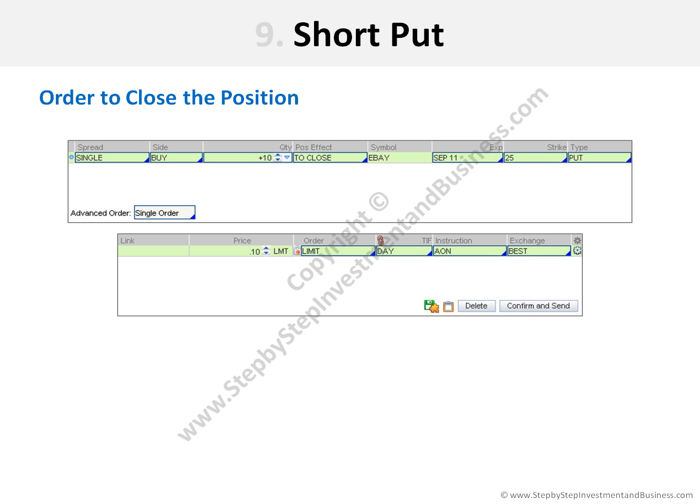On the other hand, here is an example of the order we must enter to close the position. It consists of buying the 10 eBay puts that we had sold. In the side column, we select the action Buy to indicate the purchase of options, and in the Position Effect column, we select the option to Close to indicate that we want to close an existing position. The entered price is 10 cents, and the order type is limit. That is, we want to buy the options at a maximum price of 10 cents.